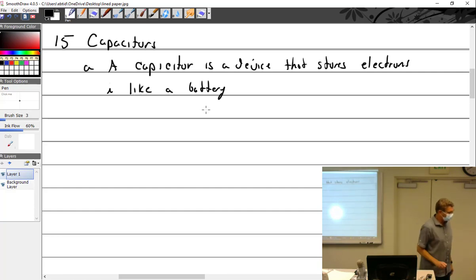So here I've got a capacitor, which if you're watching at home, you can't see. Big fast.